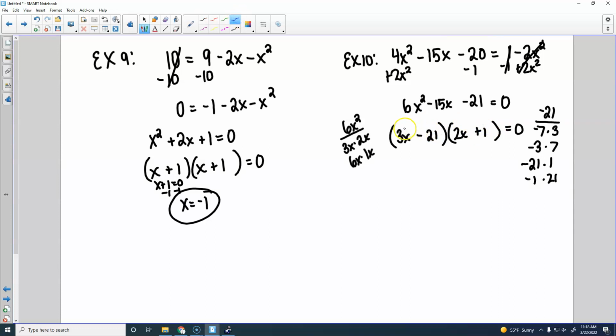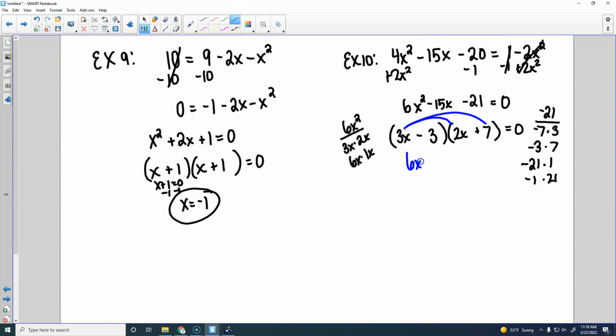So if we check 6x squared plus 3x minus 42x minus 21. It's not going to work. We could switch them, but it's not going to work. All right, so which one, Julian, now? All right, let's try that.